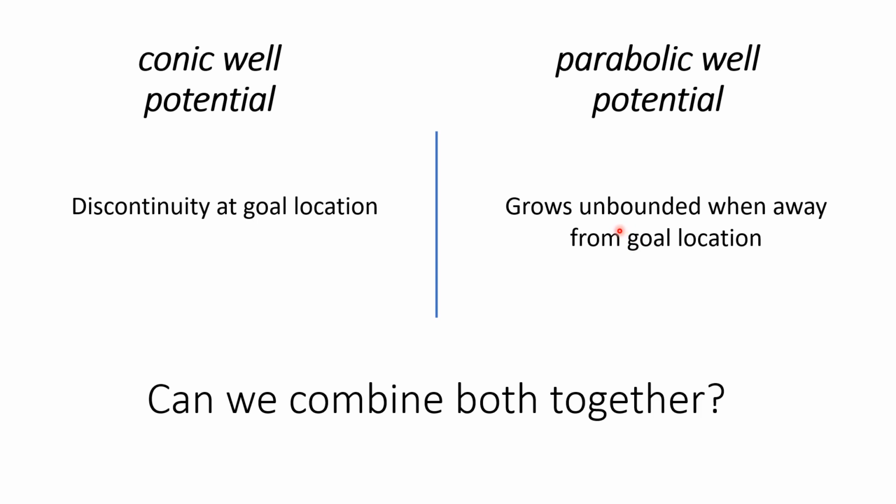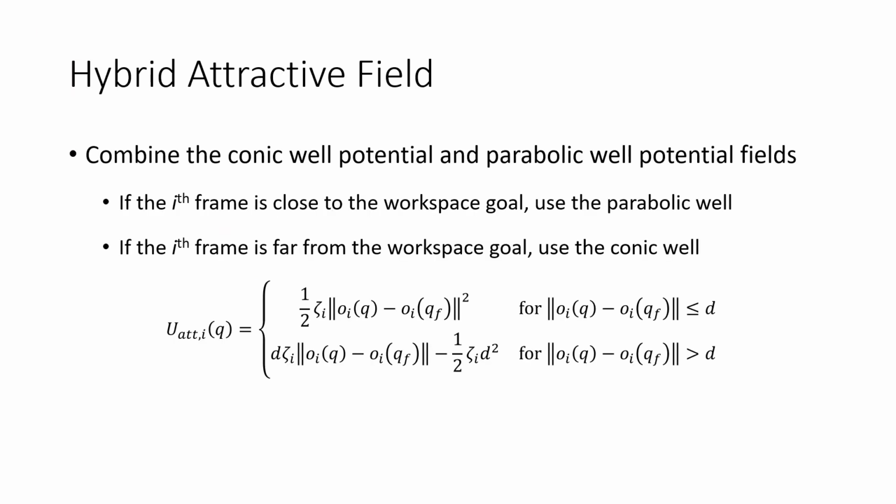So potentially we can add both of them together, and this is going to give us one hybrid approach, which is going to be potentially helpful. And this is exactly what we're going to explore next. So the scheme is quite simple. If you have the ith frame closer to the workspace goal, then you are going to use parabolic well potential, which we have already defined. But if it is far from the goal location, then you're going to use the conic well potential. And that is going to give you the expression in this structured format.